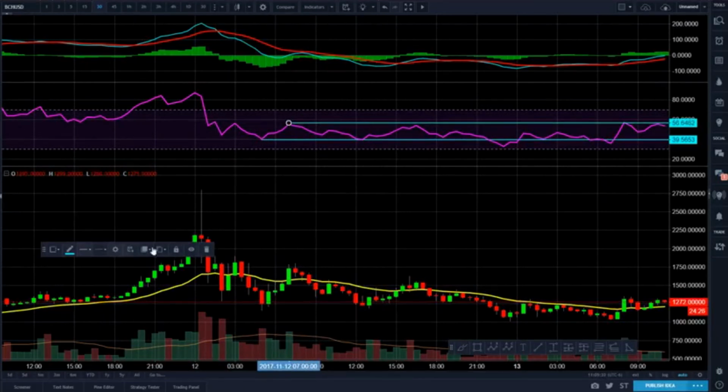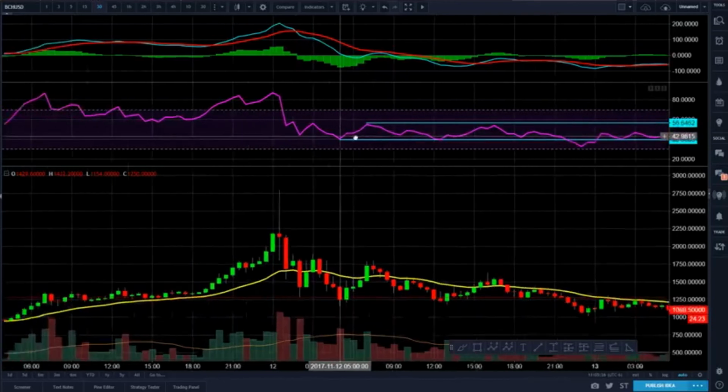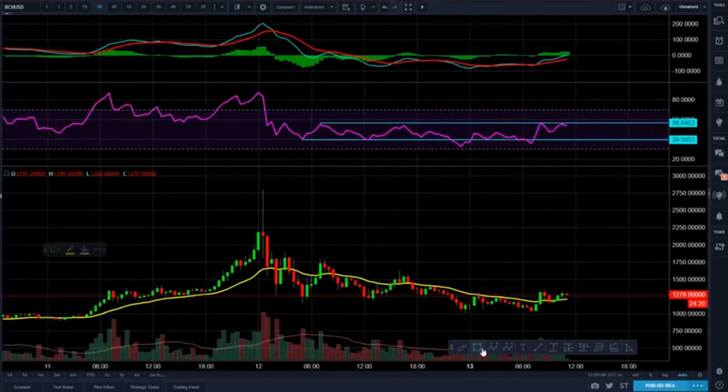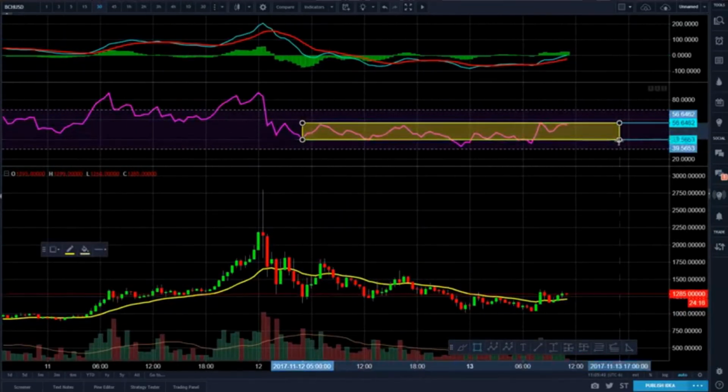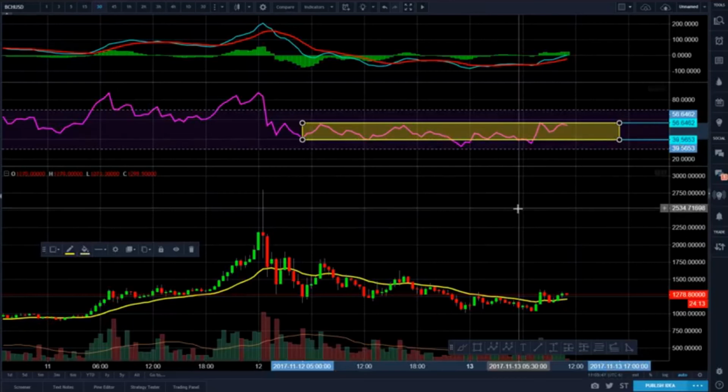This is now considered a neutral zone to me, and I don't really play these neutral zones too much, right? Do you guys see what I'm talking about? Right here is more of a neutral zone. You guys can take a look at it. It's in my rule. I got somewhere between 35 and 60 RSI, right?